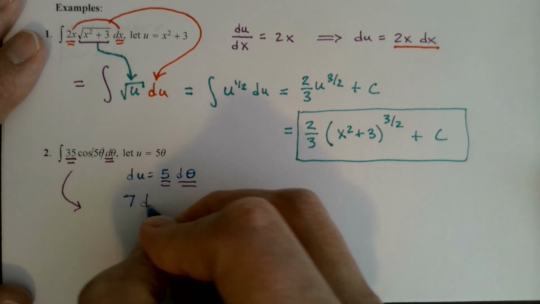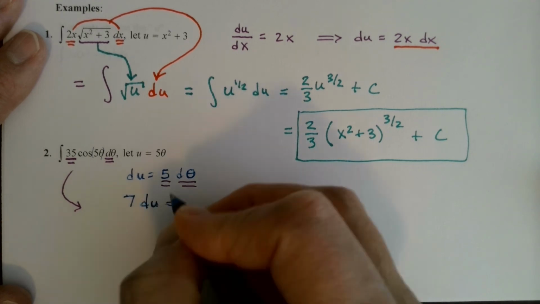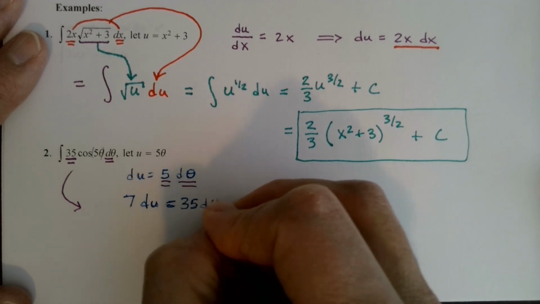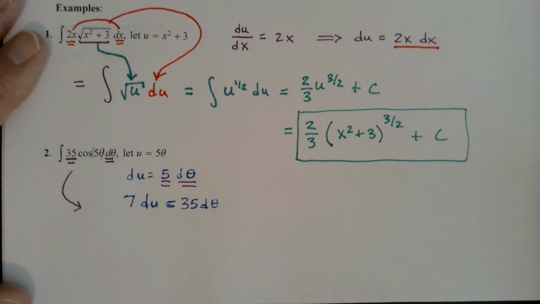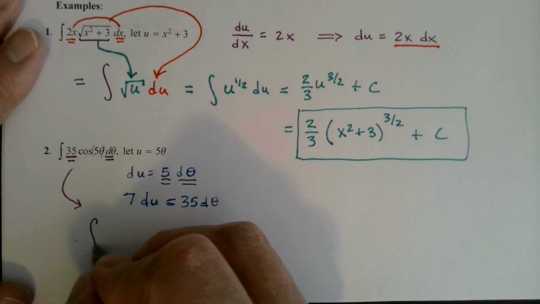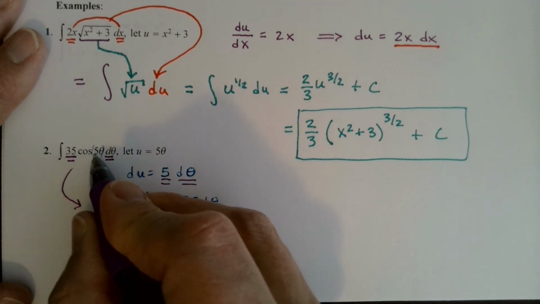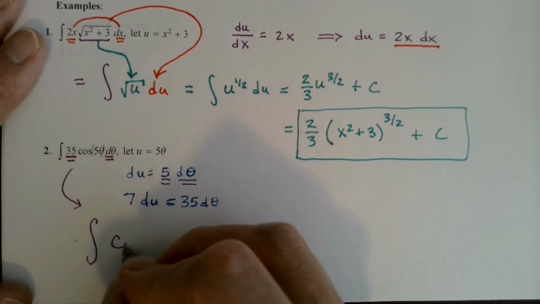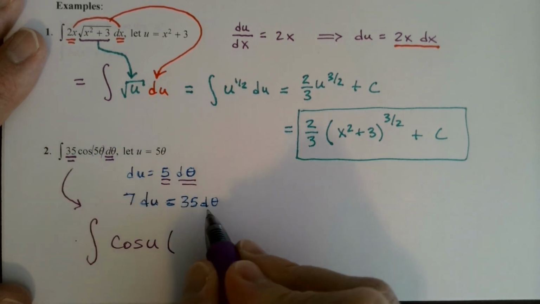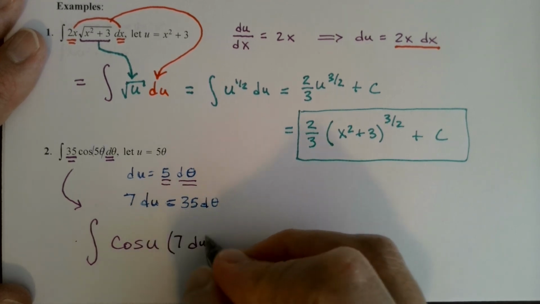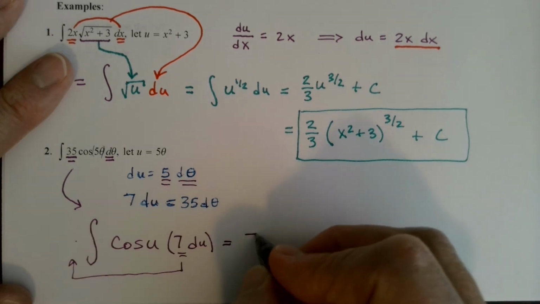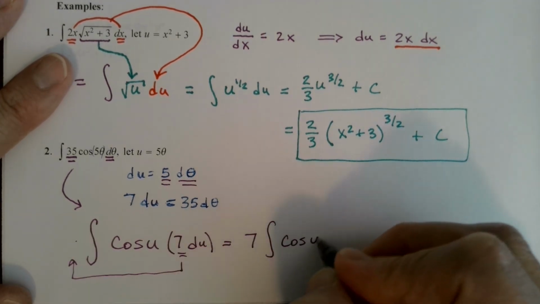So 7 times du, if I multiply this side by 7, is 7 times 5, 35 d theta. And now I've got it covered. 35 d theta is 7 du. So what does this integral become? It becomes the integral of cosine 5 theta. What's 5 theta? That's u. Cosine u times 35 d theta. 35 d theta is 7 du. Now this 7 again can come out because it's a constant multiple. So this is 7 times the integral of cosine u du.